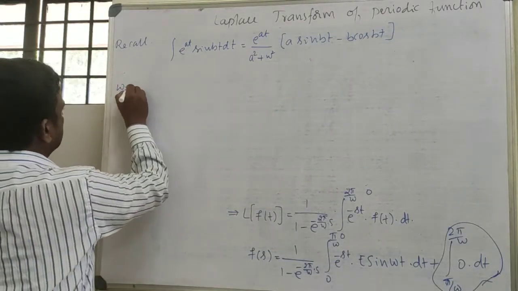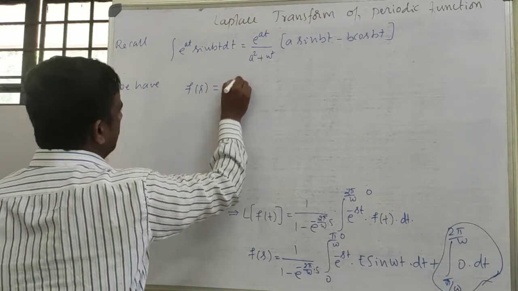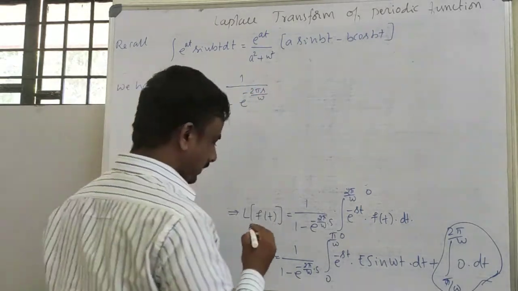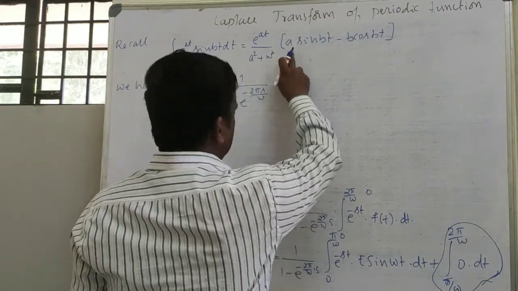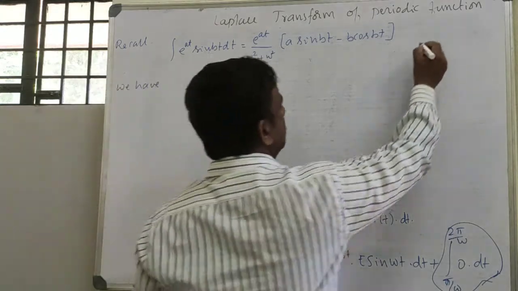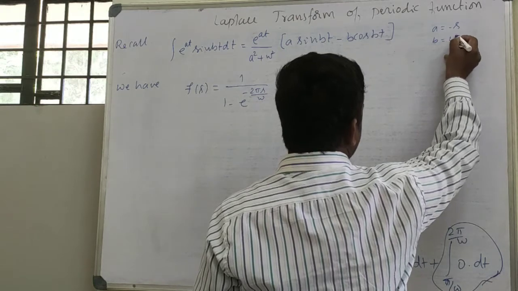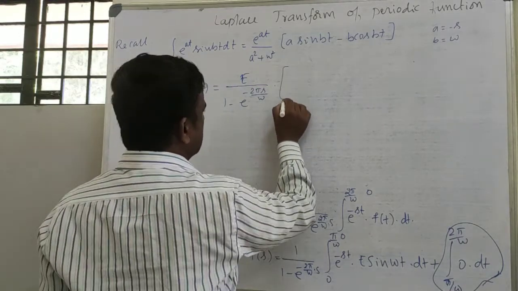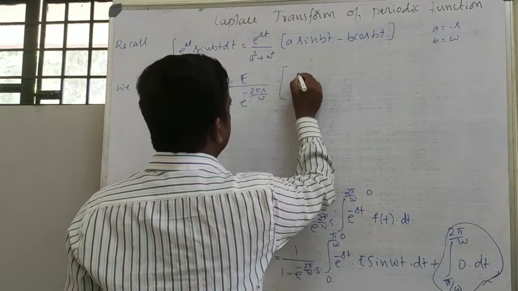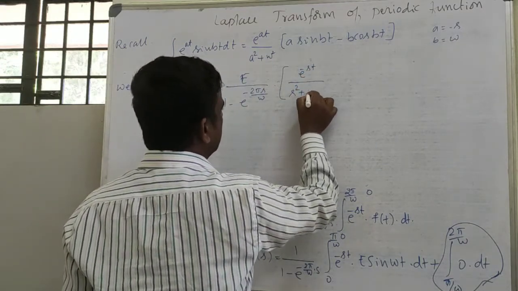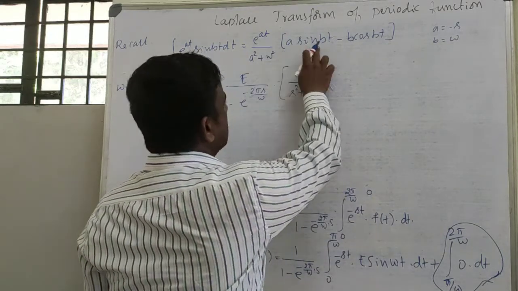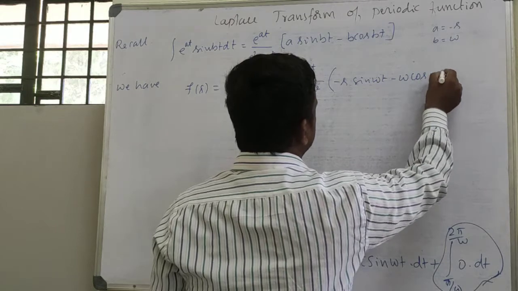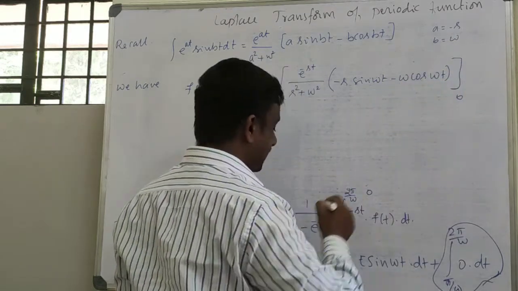Using that, we have f of s equals 1 divided by 1 minus e power minus 2 pi s by omega, into. Comparing this with this, in place of a I have minus s and in place of b omega. So e you can take outside, that is the constant term. Using that result, e power minus st divided by s square plus omega square, times a sin bt, that is minus s sin omega t minus omega cos omega t, between 0 and pi by omega.